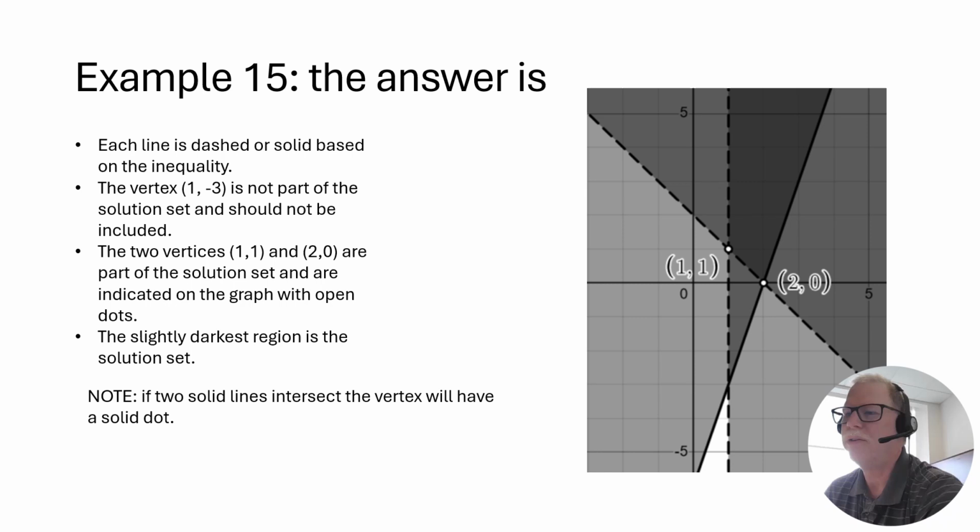This is unbounded. And all of these dots are open dots because one of the lines is a dashed line. So technically open dots are correct. If I had 2 solid lines intersecting, then that vertex should be a solid dot. Like that. Well, there you go.